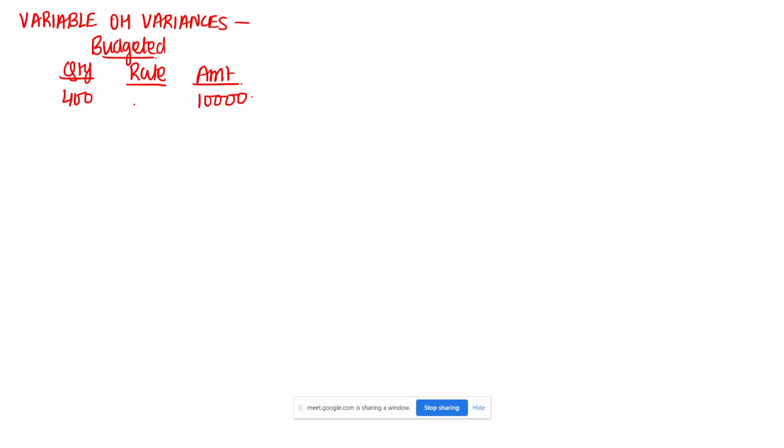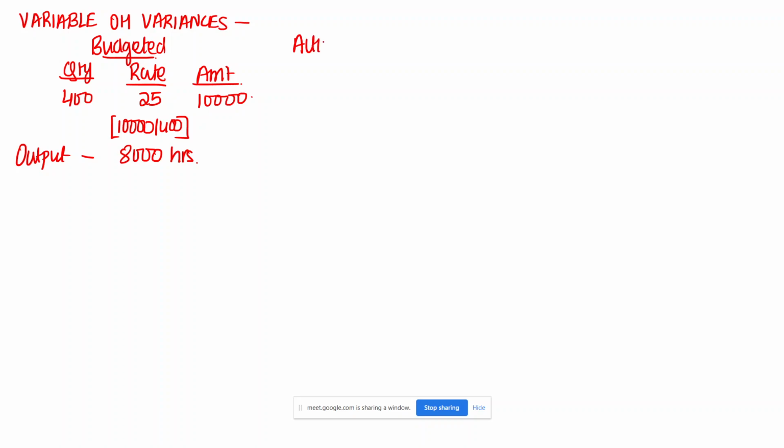So the rate is 10,000 divided by 400, that is equal to 25, right? Yes, ma'am. 25. So your variable overhead is rupees 25 per unit. With this, we were able to have an output of 8,000 hours. Means they should have taken 8,000 hours for this.